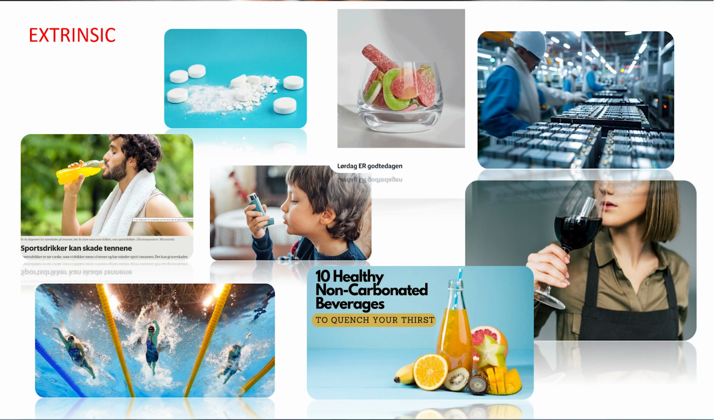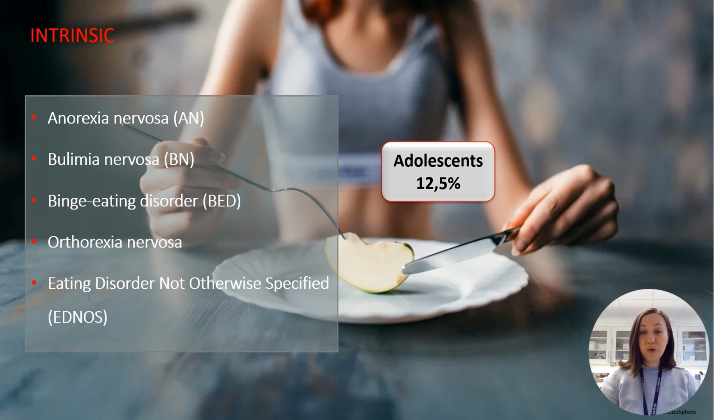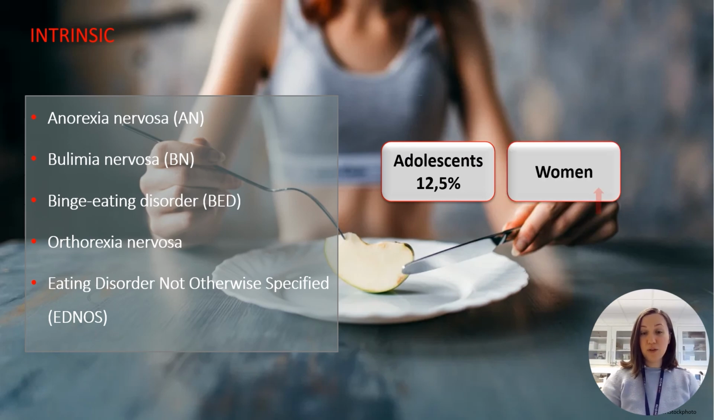On the other hand, there are intrinsic sources of acid, where the acid originates from the stomach, and this risk is often linked to eating disorders, such as anorexia nervosa, bulimia, binge eating disorder, orthorexia nervosa, and other eating disorders not otherwise specified. Reported prevalence in adolescents is around 12.5%, and it's more often found in women.